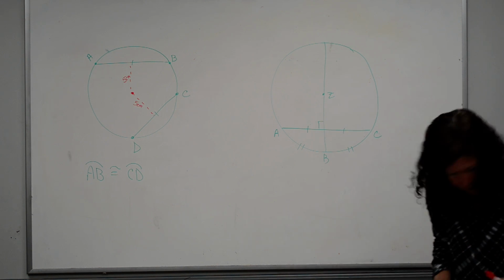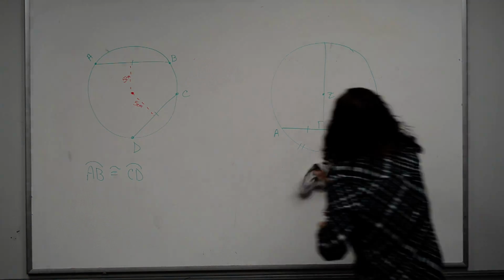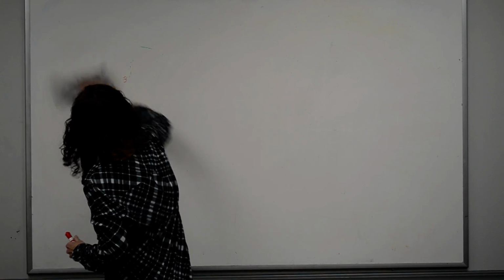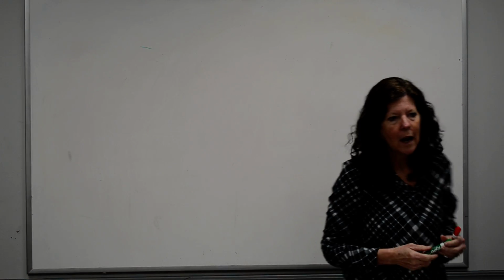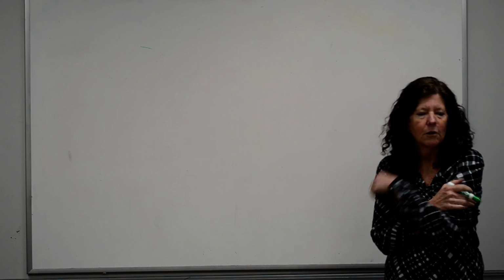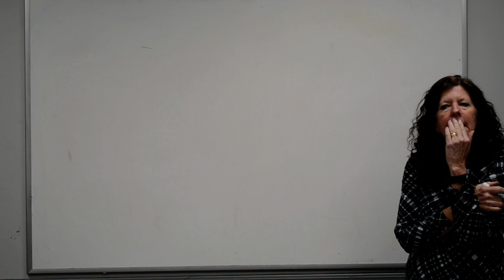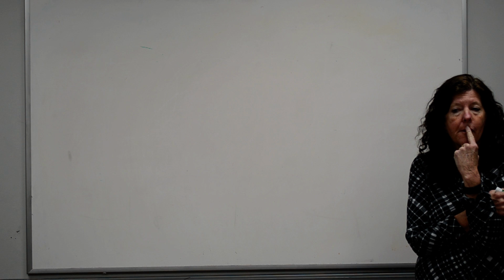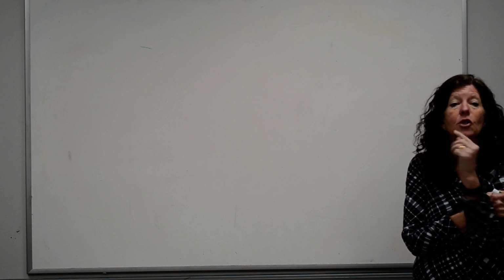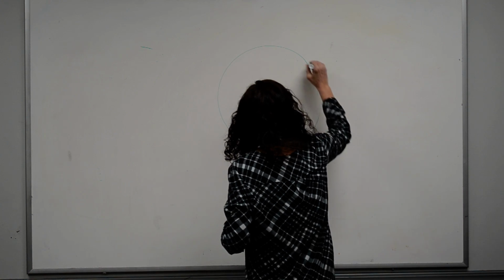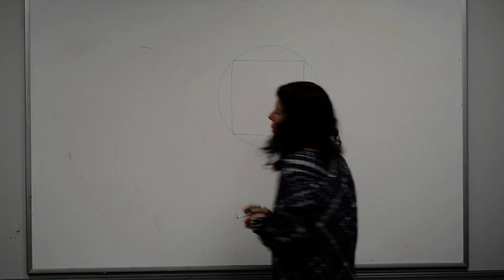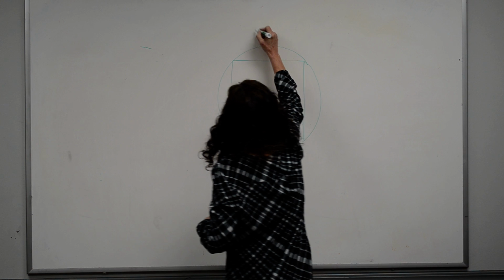Now, there's other terminology here that we've got to pay attention to. If I said I had a square inscribed in a circle, what would that picture look like? Would the square be inside the circle or outside the circle? Inscribed is in the circle. So if a square is inscribed in the circle, then it would look like that. This is inscribed.